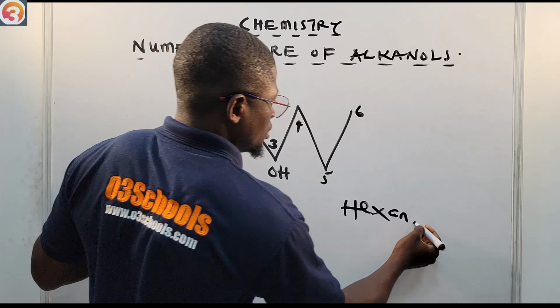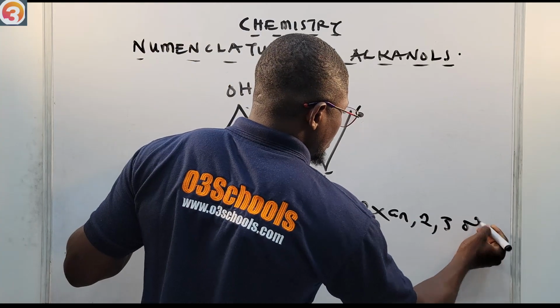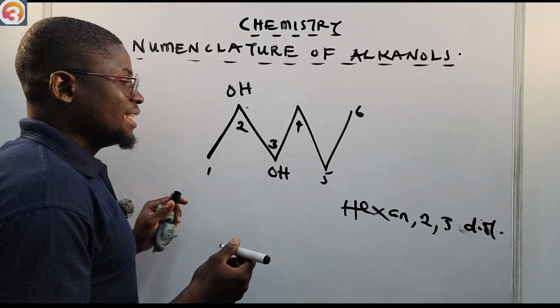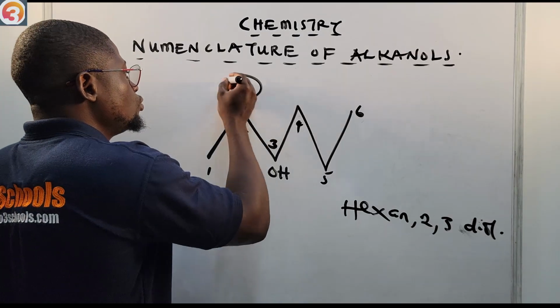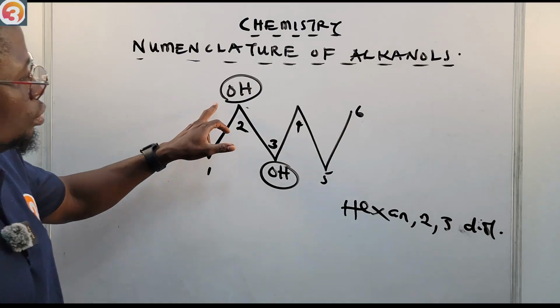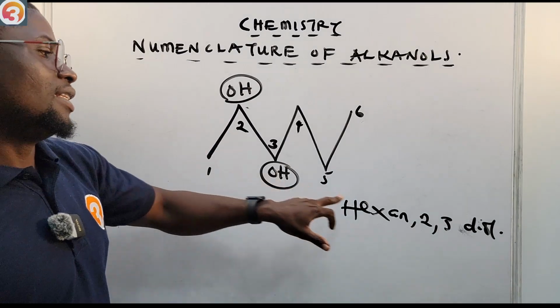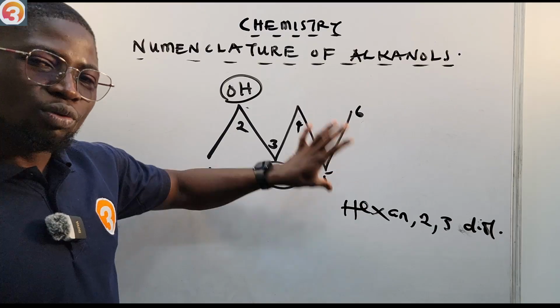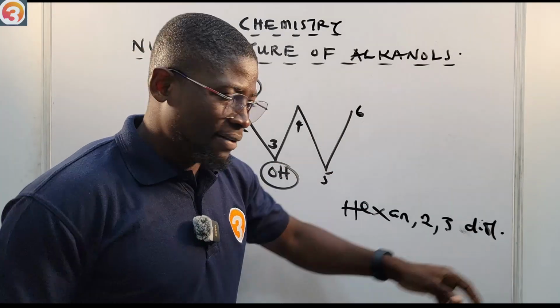Hexane what? 2,3 diol. Okay. Why do we say diol? Because there are 2 hydroxyl functional groups in this structure. That's hexane 2,3 diol, because we have 2 hydroxyl functional groups in this structure. That's why I'm saying diol.